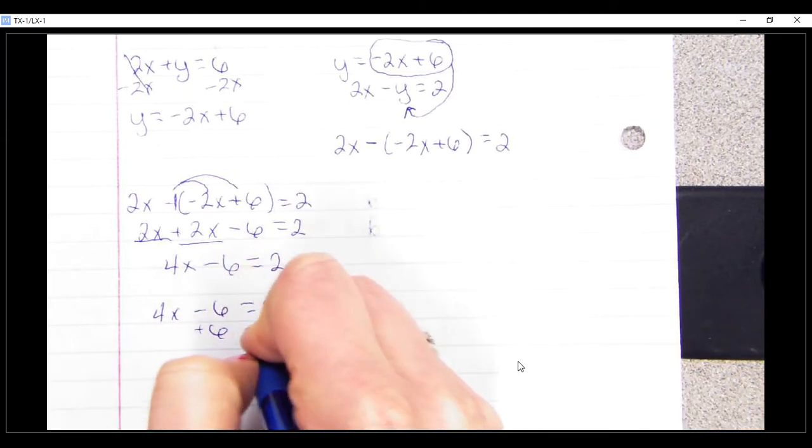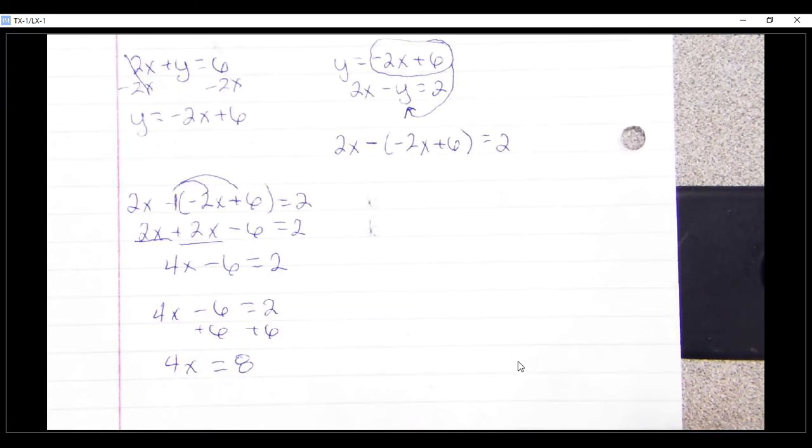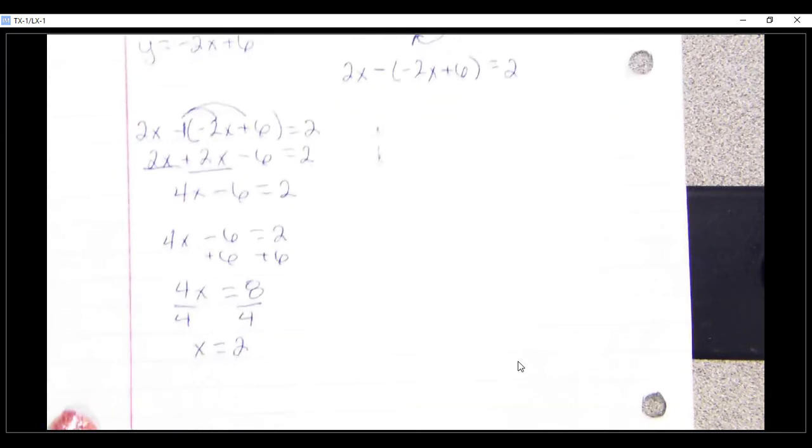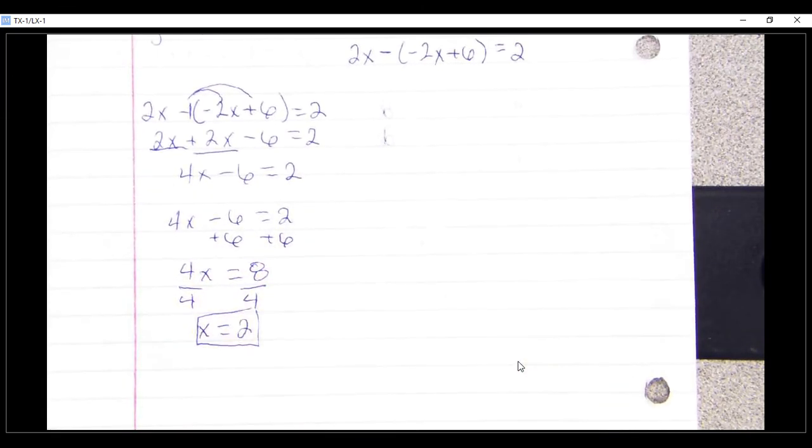Going to add 6 on both sides to get 4x is equal to 8. And then I'm going to divide by 4 on both sides to get x is equal to 2. Great. We have found what x equals. Now we need to find what y equals, which moves us to step 6. Plug the new amount into either original equation. So not the equation that you put into slope-intercept form. It has to be an original one.